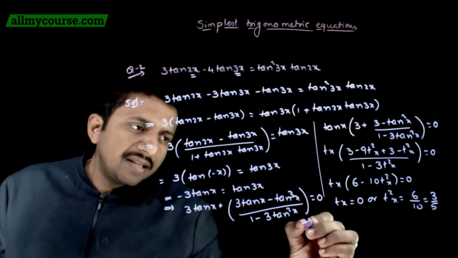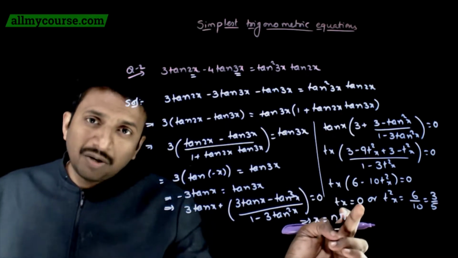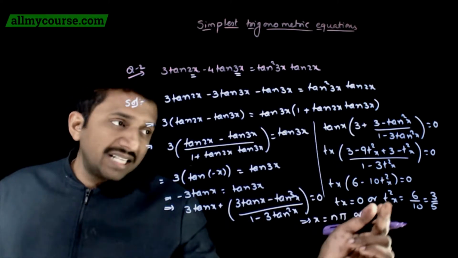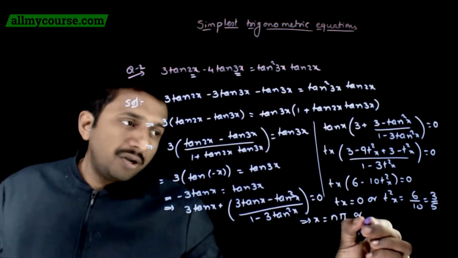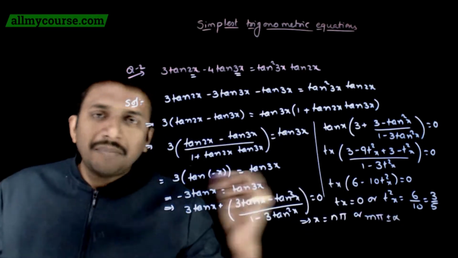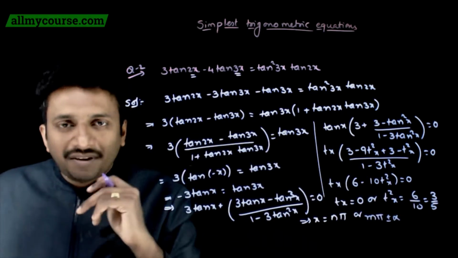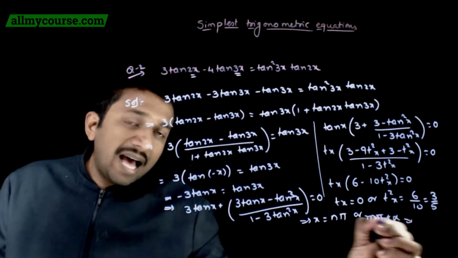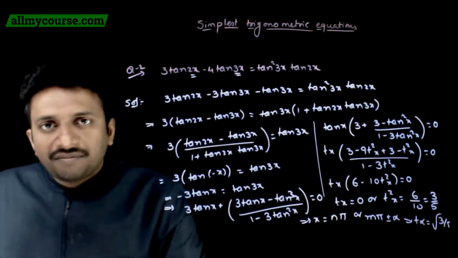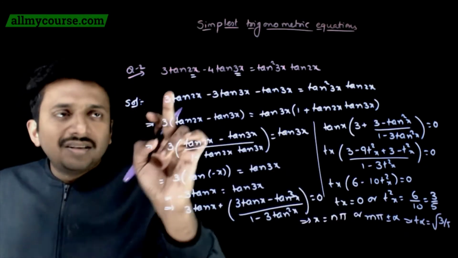So tan x is equal to 0 implies x is equal to n pi, since 0 can be written as tan 0. Or tan square x is equal to 3 by 5. The solution is n pi or m pi plus or minus some angle alpha, such that tan alpha is equal to root of 3 by 5. So you have these two as the solutions to this equation.